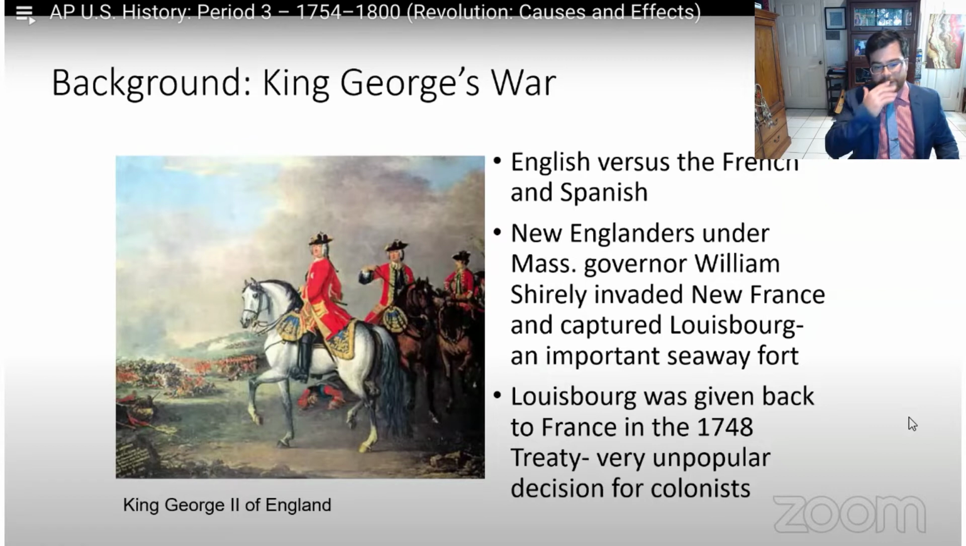England invades New France. They take territory. They get a fort, but then they give it back with the treaty. So you can see this trend, guys. Look at the pattern of causation. They fight each other. They take each other's stuff, and then they give it back. They're just flexing on each other.